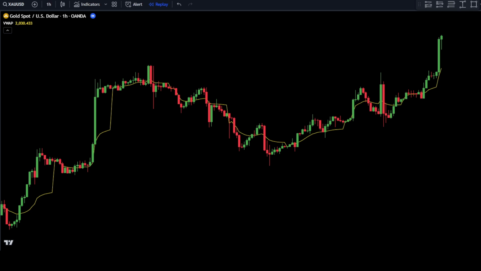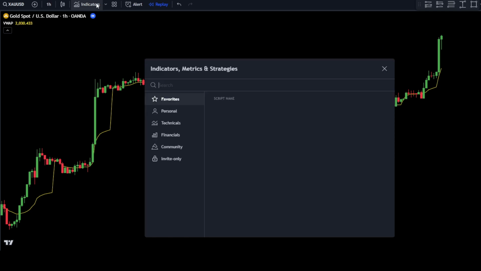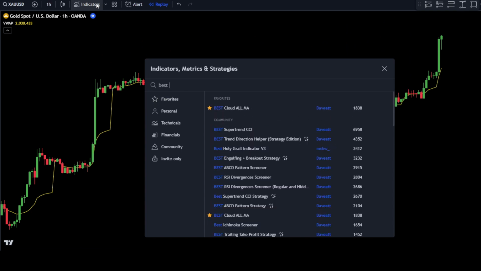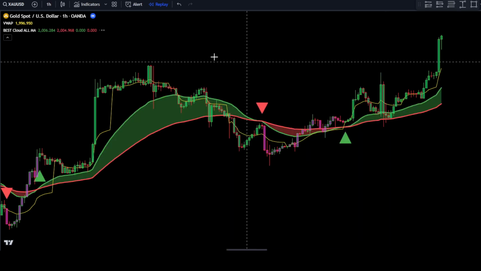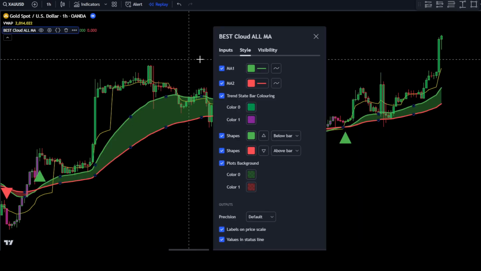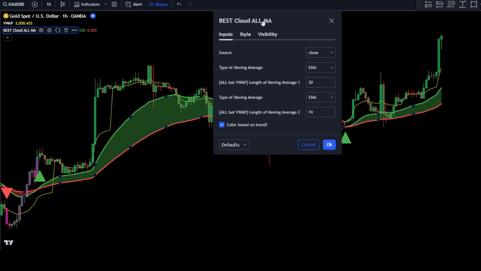Now, add the second indicator that will guide you in placing orders in the market. Go to the Indicator Search tab and type in Best Cloud All MA. Then, select Best Cloud All MA by VWAP. Next, make a few adjustments to the Best Cloud All MA indicator. Open the Best Cloud All MA Settings tab.